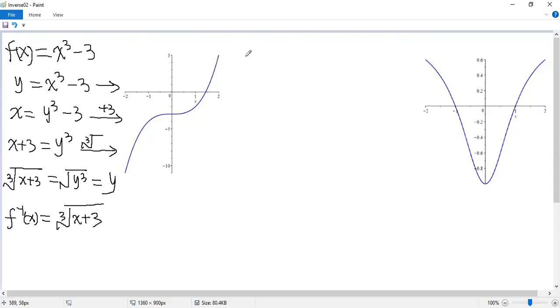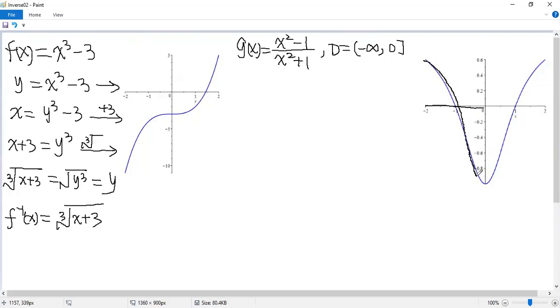Finally, let's look at a rational function. g(x) equals (x squared minus 1) over (x squared plus 1). Although it is not a one-to-one function, we can confine the domain, say, domain from negative infinity to 0. We consider this part. So you see the graph is a one-to-one function. So we can find the inverse.